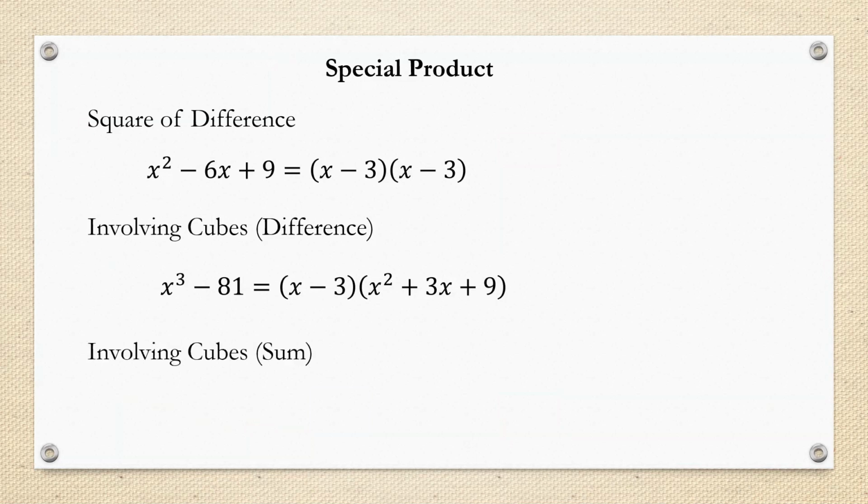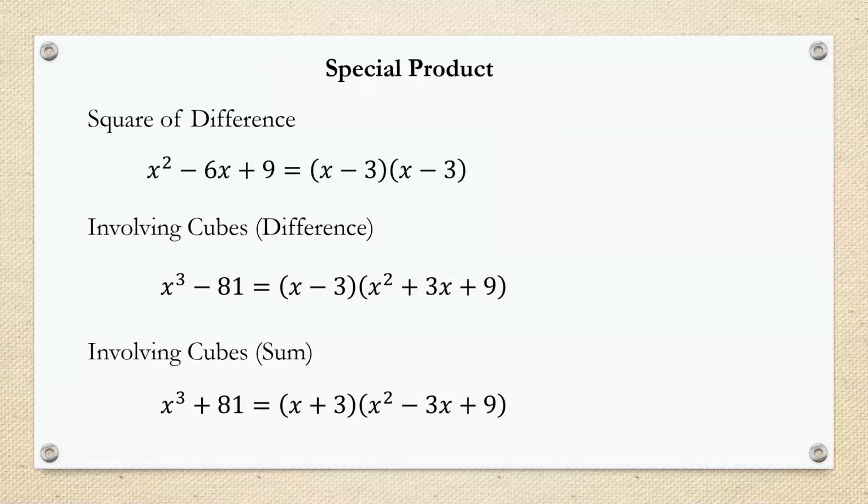And also involving cubes of a sum. So pag sinabing sum, that is x cubed plus 81. So notice halos magkapareho lang sila. Okay, magkapareho lang sila ng difference. But the only difference silang dalawa, yung isa x cubed minus 81, yung isa naman x cubed plus 81. And you notice yung sa difference, x minus 3, sa sum, x plus 3. At yung trinomial nila, nagpapalit lang yung negative tsaka positive. So, maging maingat lang kayo dito.